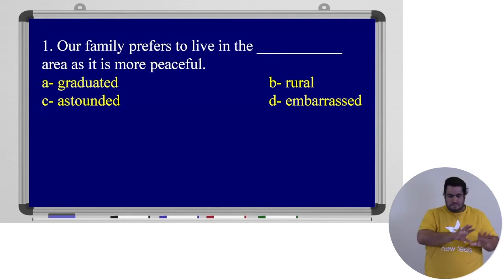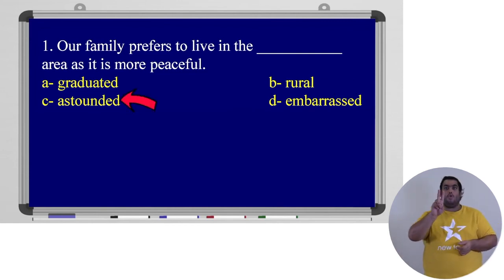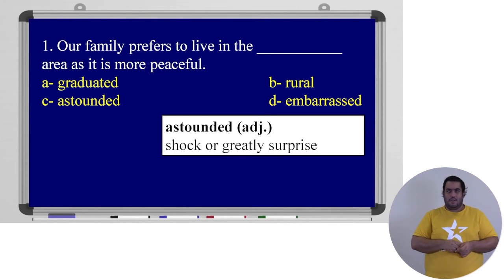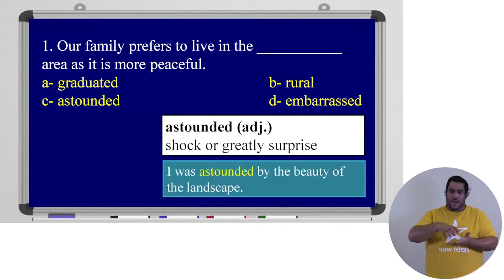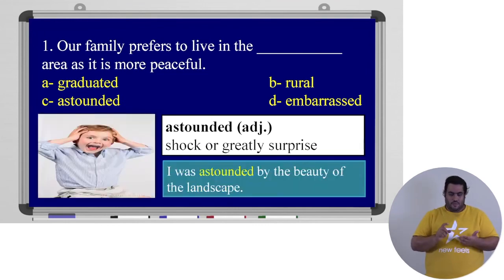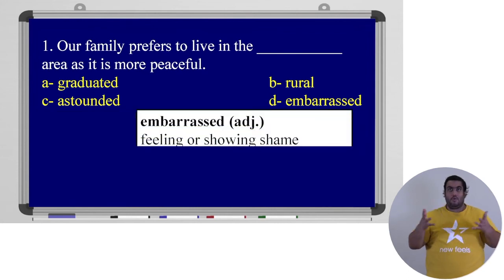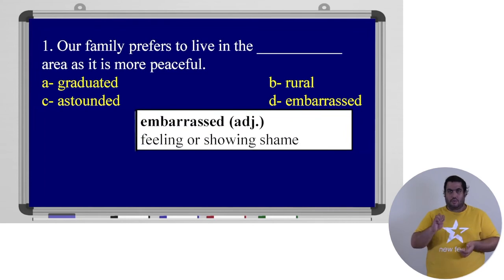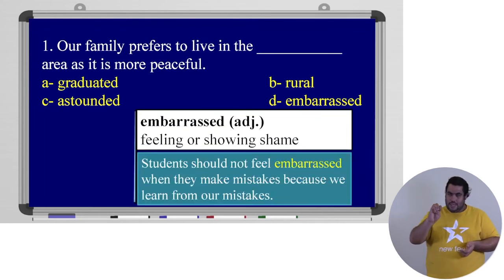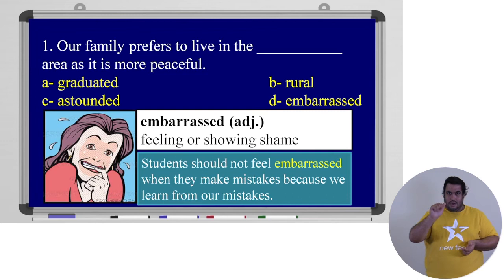Then we have the word rural. We have the word astounded, which means shocked or surprised. I was astounded by the beauty of the landscape. And we have the word embarrassed. Embarrassed means showing shame or feeling shame. For example, students shouldn't feel embarrassed when they make mistakes because we learn from our mistakes.